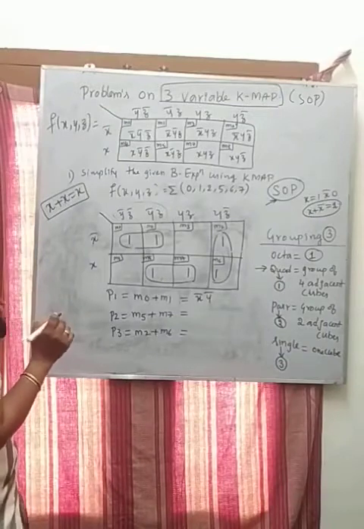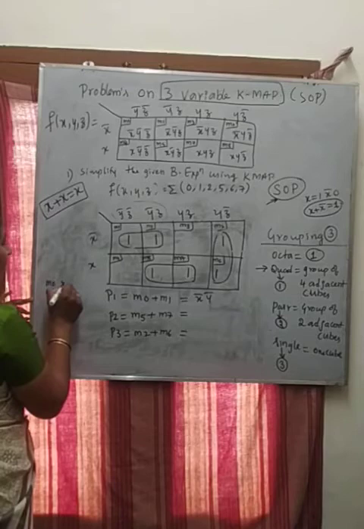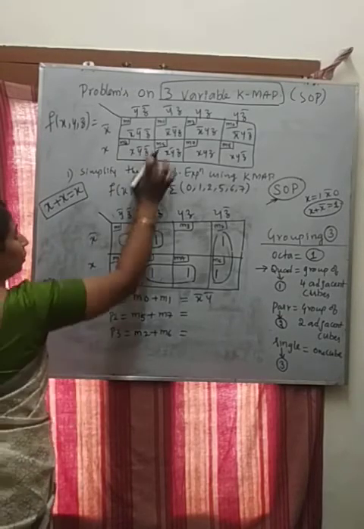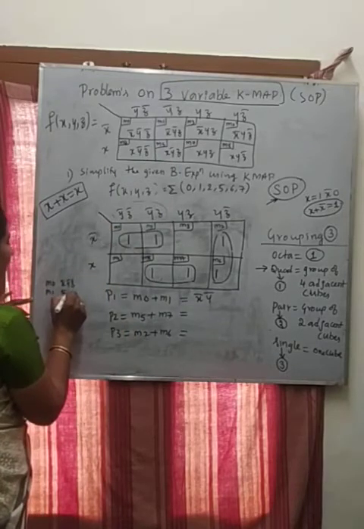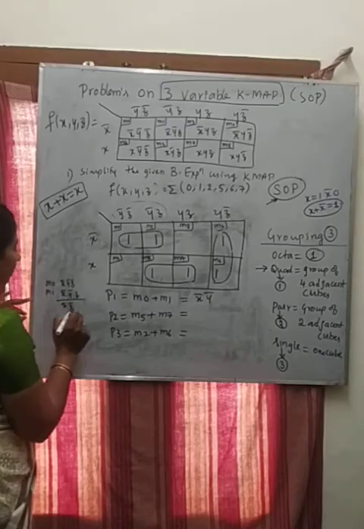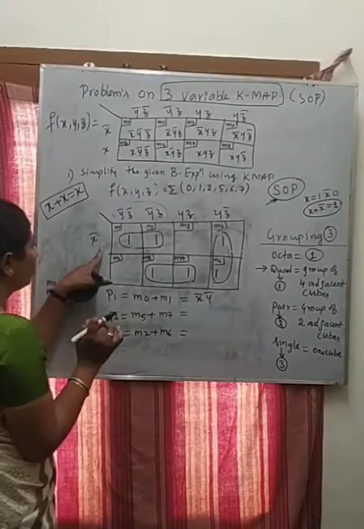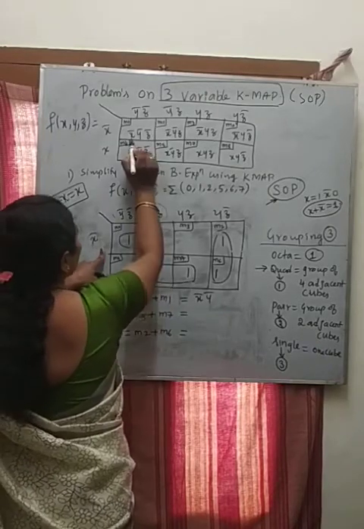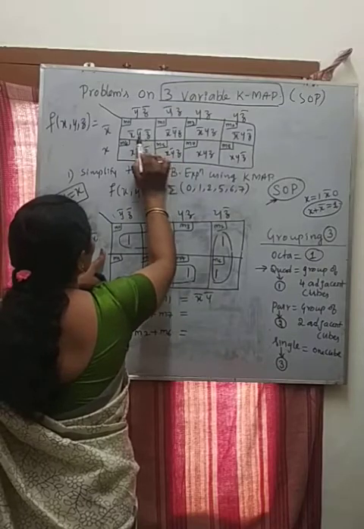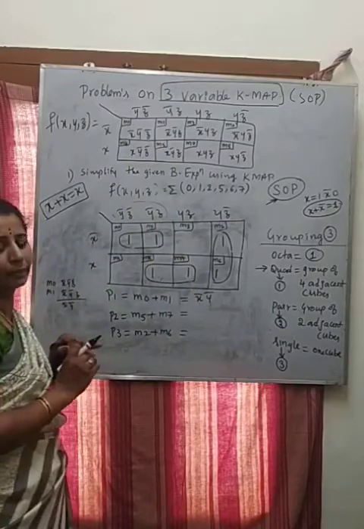Directly I have done. See here, definitely you will get the same thing. X bar, Y bar, Z bar. I have copied M0. What is M1? X bar, Y bar, Z. What is the common variable here? X bar, Y bar. This is for your practice. Directly I can do. Among these two, what is common? X bar is common. Again among these two, what is common? Y bar is common. Z bar gets cancelled.